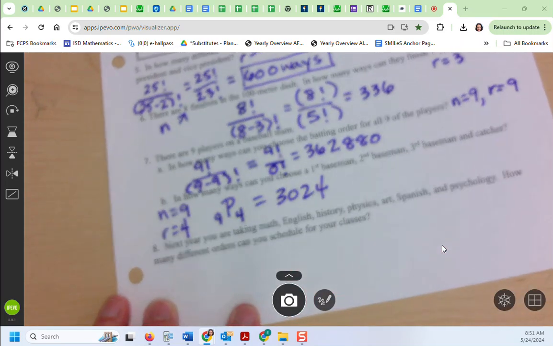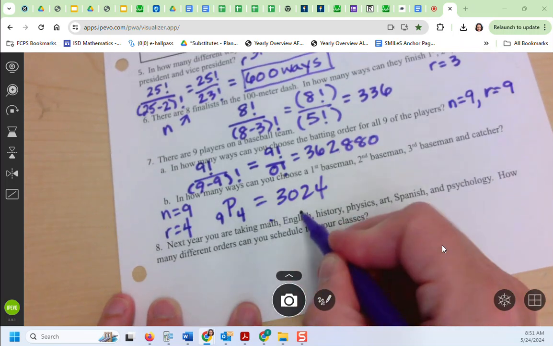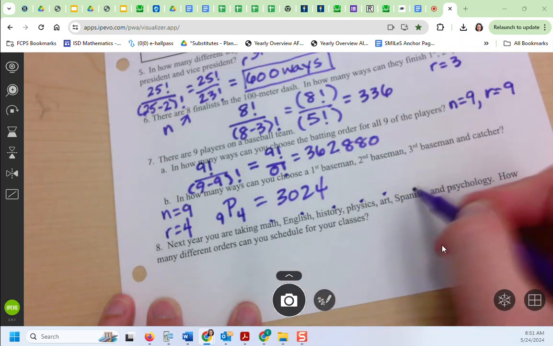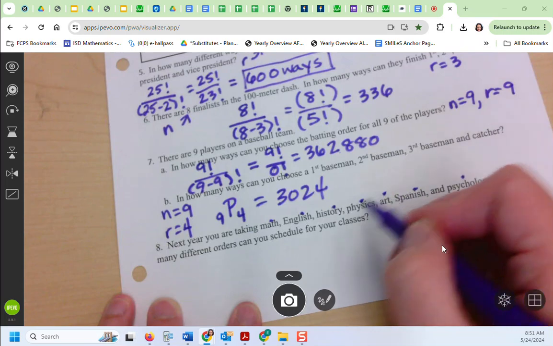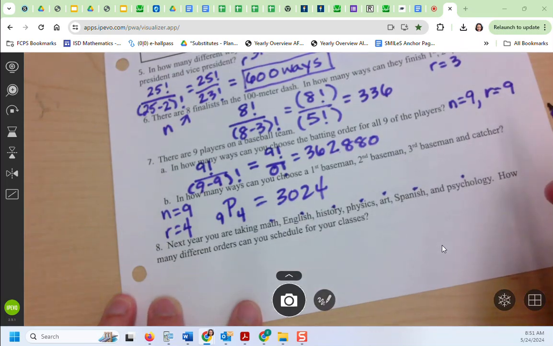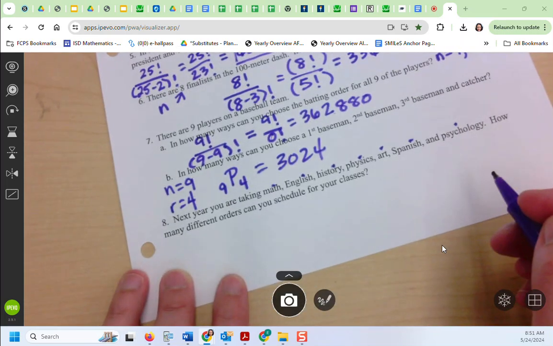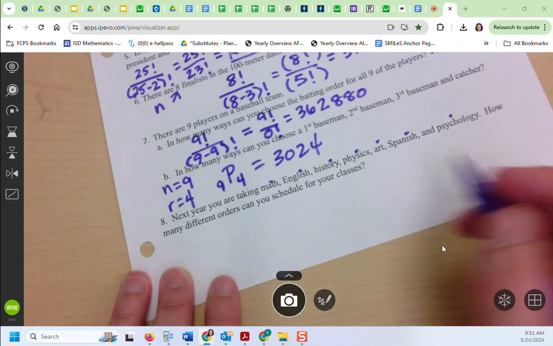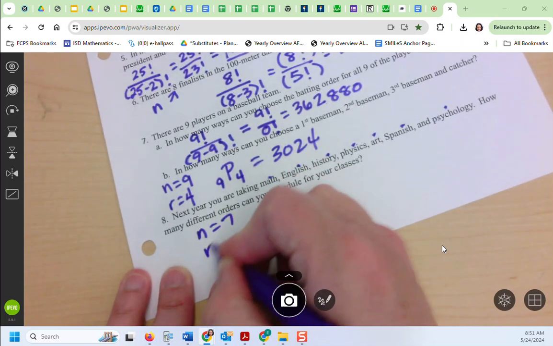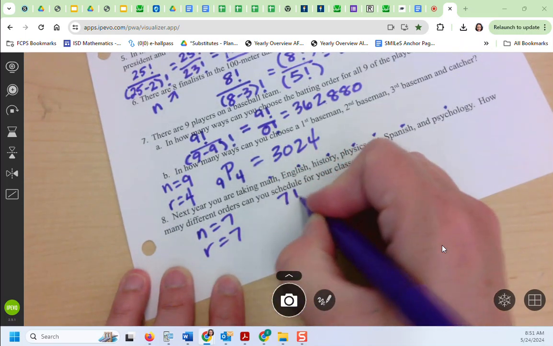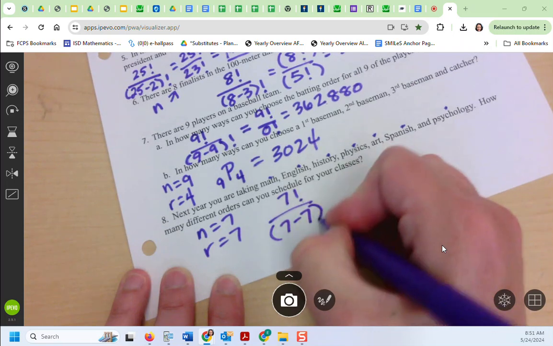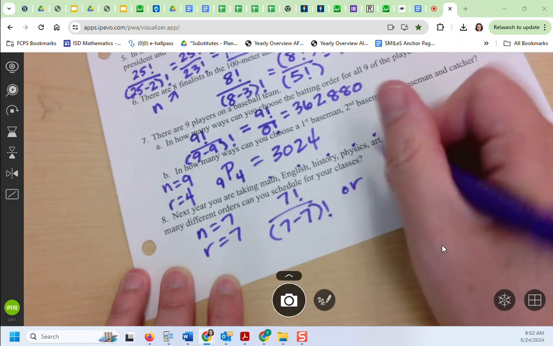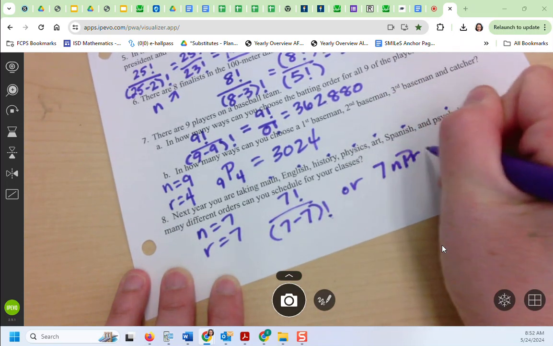Next year you are taking math, English, history, physics, art, Spanish, and psychology. So 1, 2, 3, 4, 5, 6, 7 classes. How many different orders? So you have 7 classes, and you're putting how many of them in order? 7. Yep. So n equals 7, r equals 7. You can do 7 factorial over 7 minus 7 factorial, or you can do 7 nPr 7 on your calculator.